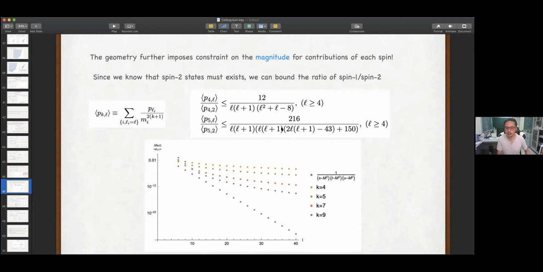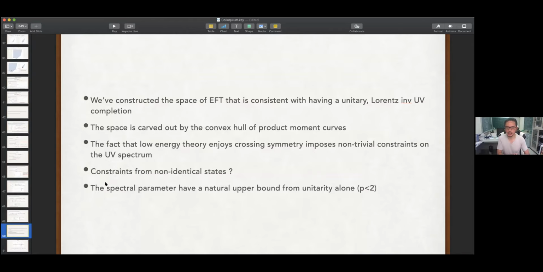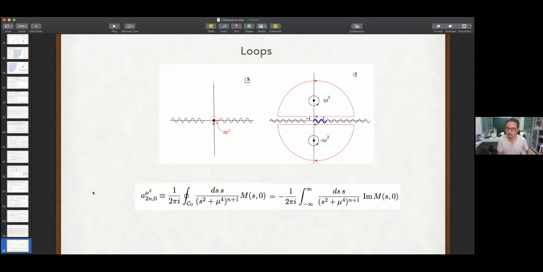And of course, there are many more things to do. You can consider constraints from non-identical states. And there's another thing that we should have imposed, which would be nice to incorporate in the geometry, which is that the spectral parameter actually has a natural upper bound from unitarity alone: it must be bounded by 2. So it'll be nice to consider the incorporation of this constraint. Now, since I mentioned that the issue about massless loops has arisen, let me talk about this briefly.